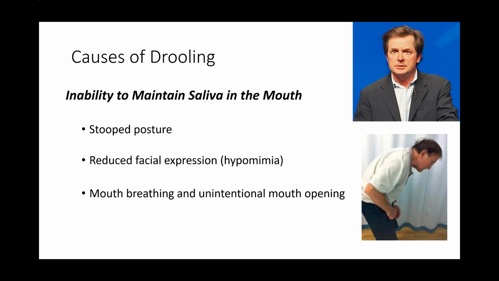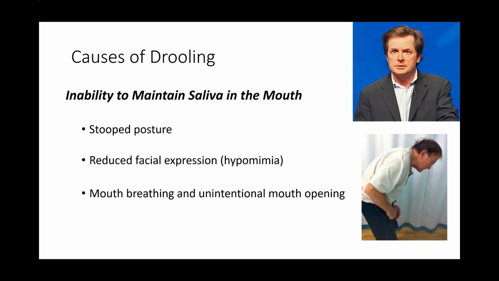Another cause of drooling is an inability to maintain saliva in the mouth. So there are a number of factors that are related to this. The first is stooped posture. As you know, people with Parkinson's often lean forward. And if you're leaning forward, gravity would naturally try to remove saliva from your mouth through the front. So this may be a reason why people are drooling, because they're leaning forward so much.